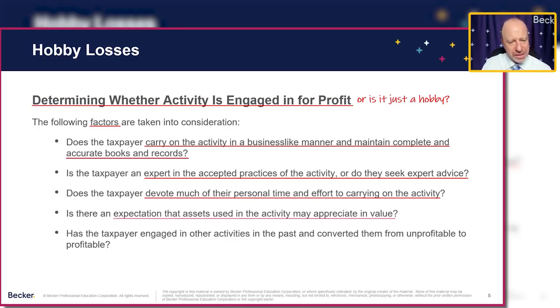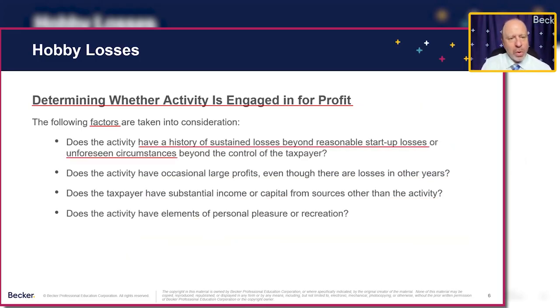More of a hobby than a business. Or what about the assets that they purchase for this activity? Do they expect them to appreciate or depreciate in value? And also, has this taxpayer done this type of activity before and taken something that was unprofitable and turned it into profit? In other words, they'll look at a history check. Have they done it before and turned it into a business? That tells you a lot. A couple of other things to look at. You want to look at this history and ask, have there been sustained losses beyond reasonable startup losses? If that's the case, it's probably a hobby. And what about an occasional big profit, even though there are some losses?